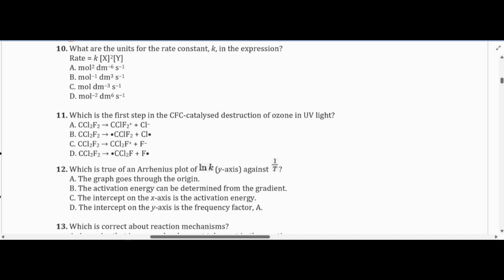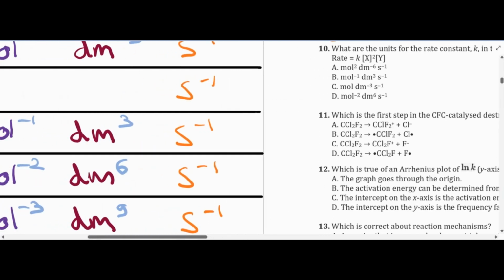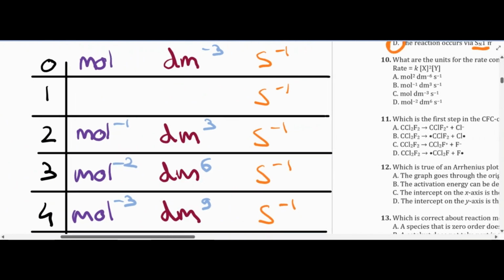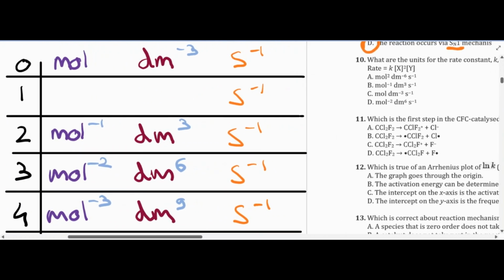Question 10. What are the units for the rate constant K in the expression? Okay, so the overall order is 3. We have x to the power of 2 and y to the power of 1. The way I did this is I simply memorized all the different orders and their units. If you can find a different way, then that's up to you. But I basically made a table like this and just wrote it and rewrote it over and over again, and tried to identify patterns.